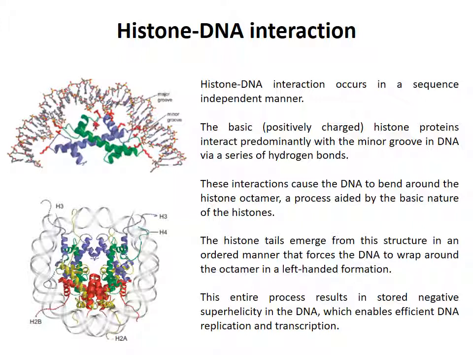An important consequence of the DNA wrapping around the histones in this manner is that the histone tails, the N-terminal region of the histone proteins, end up in the mature nucleosome. These tail regions end up actually emerging from the histone octamer structure, from the nucleosome, in an ordered manner. And again, this process is important because it's another way of assisting the DNA to wrap around the octamer in the correct orientation, which is in a left-handed formation.